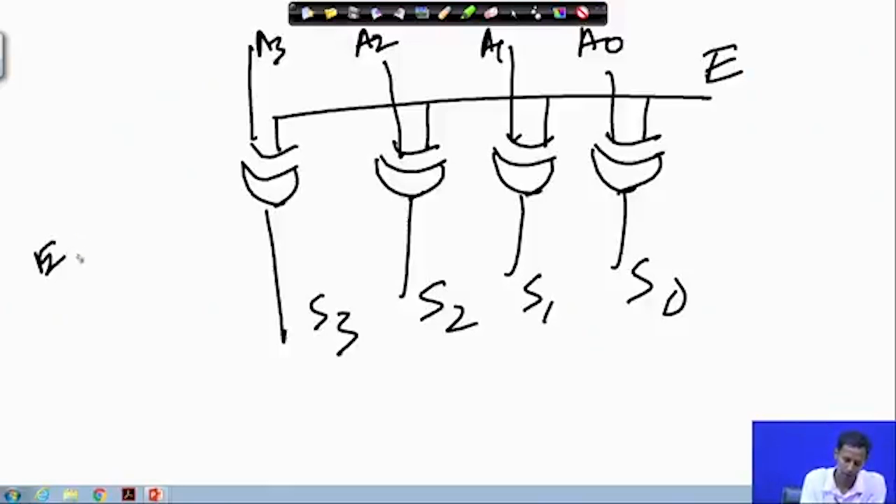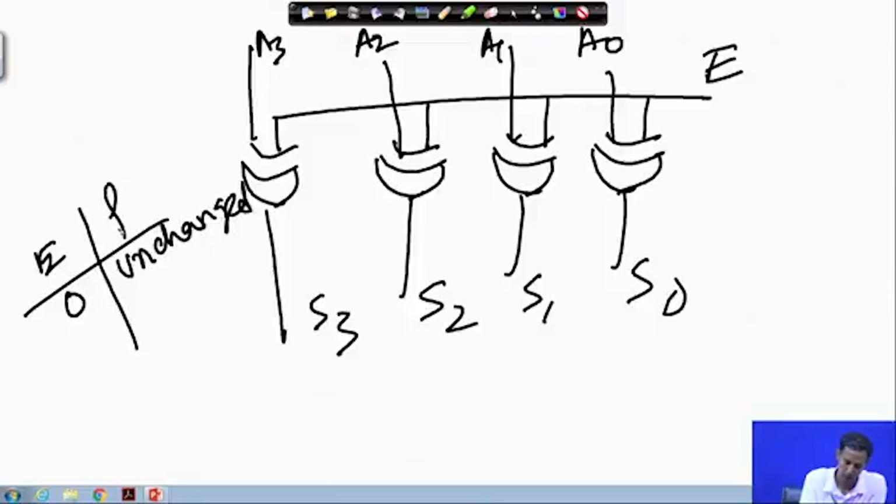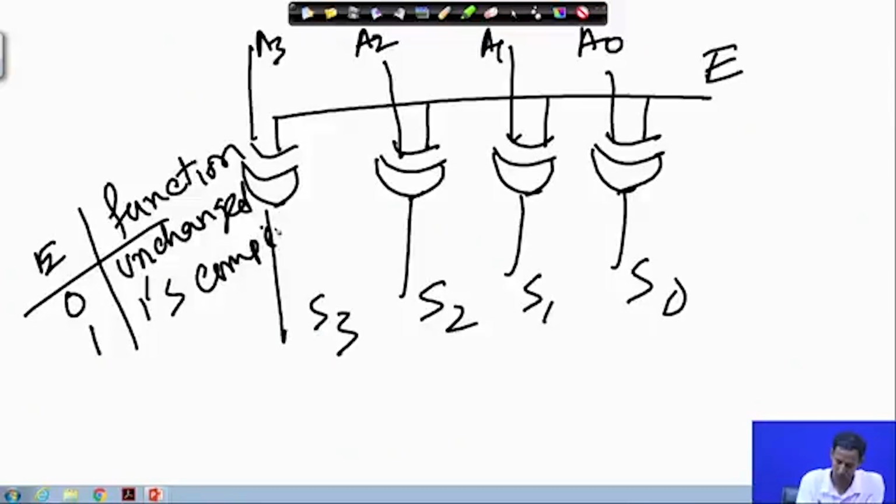If enable equals 0, at that time it is unchanged, that is the functionality, and whenever it is 1, at that time it will give me the 1's complement. Okay. So, this is the circuit where I can do this controlled 1's complement.